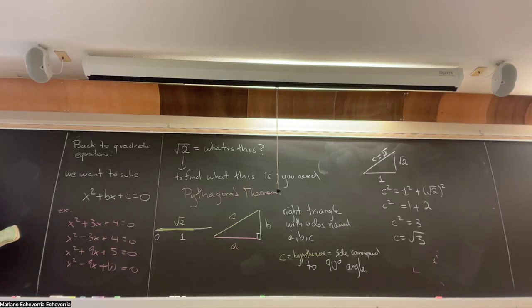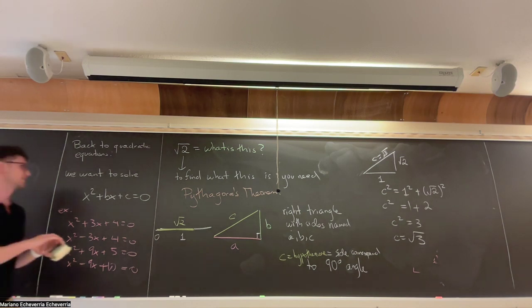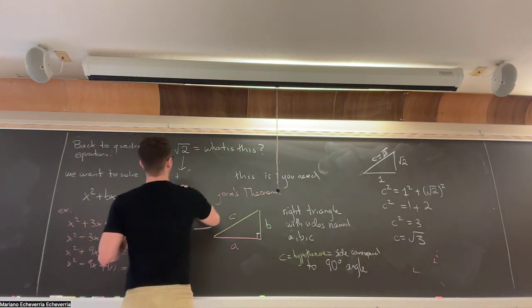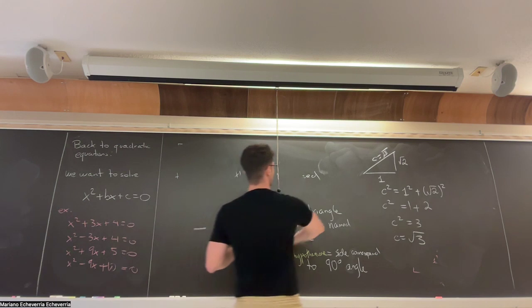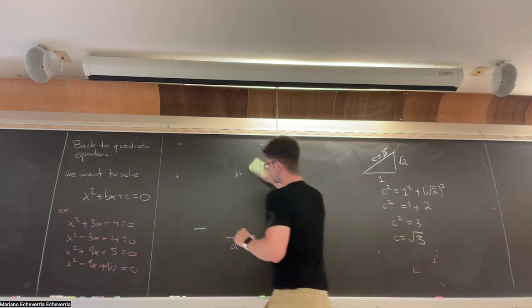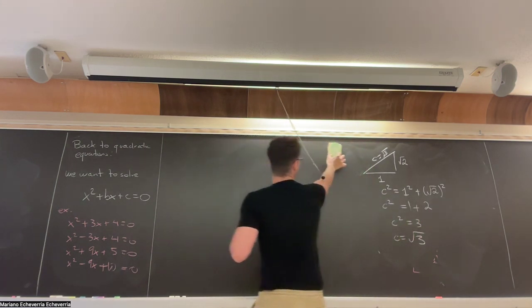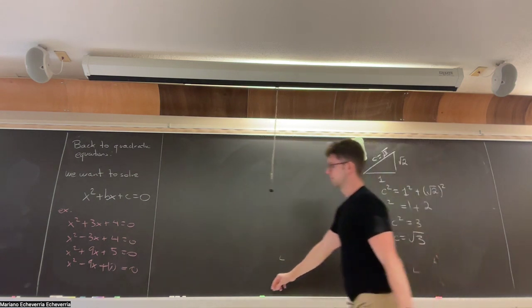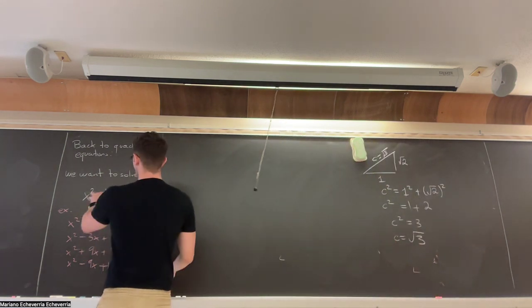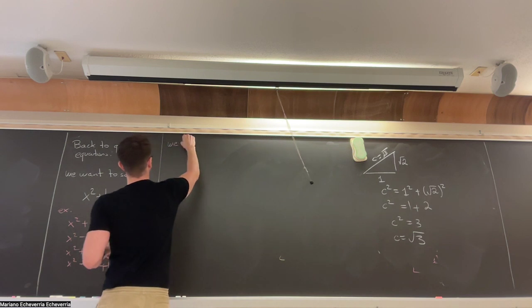But for that, we did need to think about square roots. Let me try to explain how this works, and what it uses is something called completing the square. So we're going to solve this by completing the square.